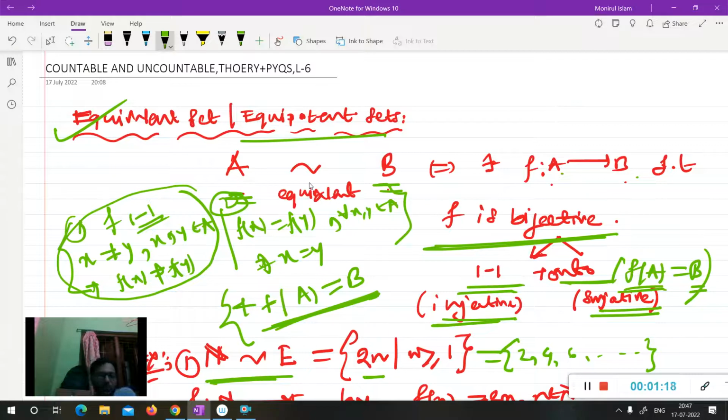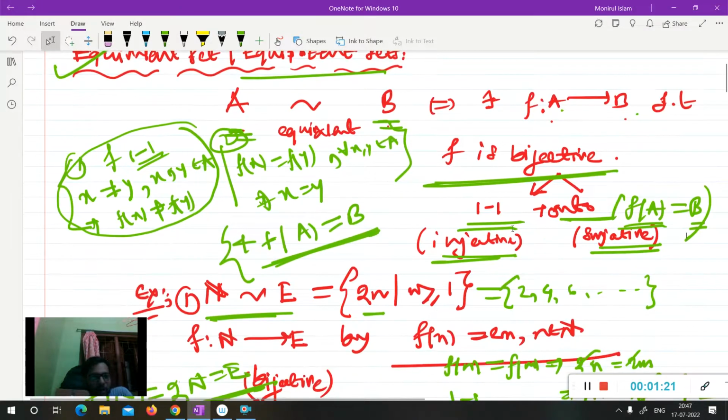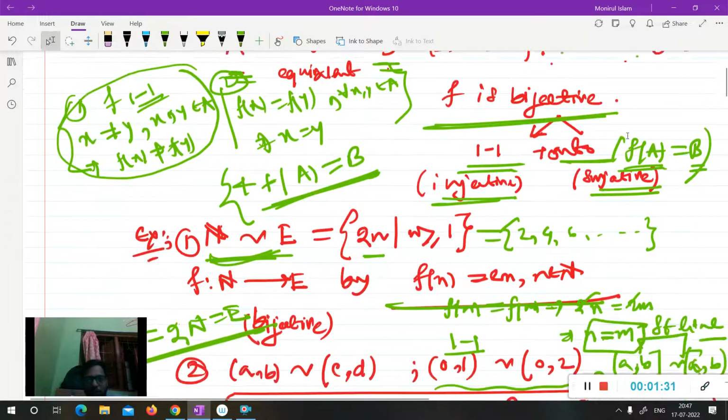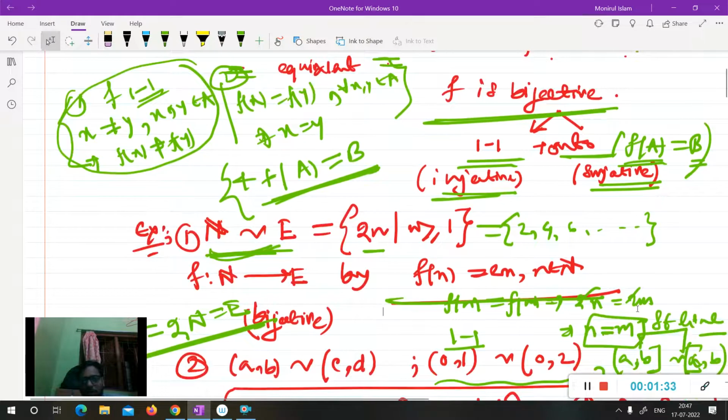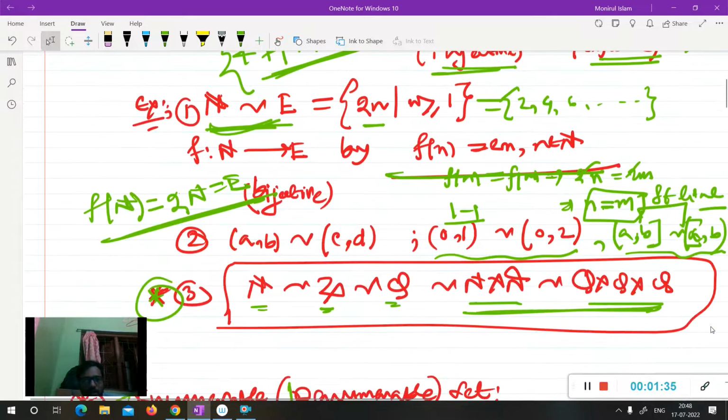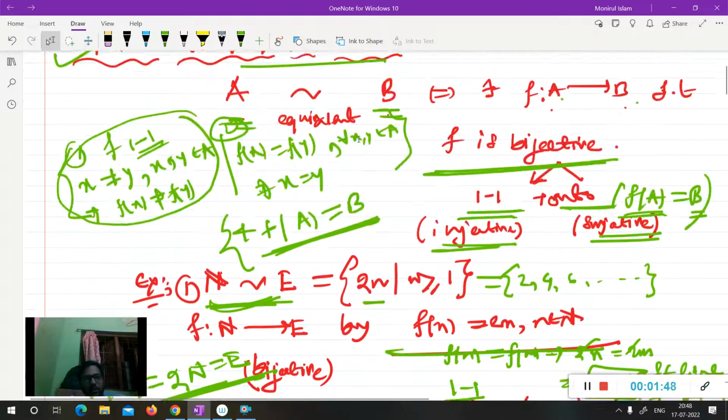Now can you give me some examples of equivalent sets? See, the set of natural numbers N and the set of even natural numbers E are equivalent because there is a mapping f(n) equal to 2n. This is an injective map. If you compute f(n) equal to f(m), then 2n equals 2m, so n equals m. So it's injective. Also f(n) equals 2n equals m for n equal to m/2, so the map is onto also. So this map is injective and onto, hence bijective. So the sets N and E are equivalent.